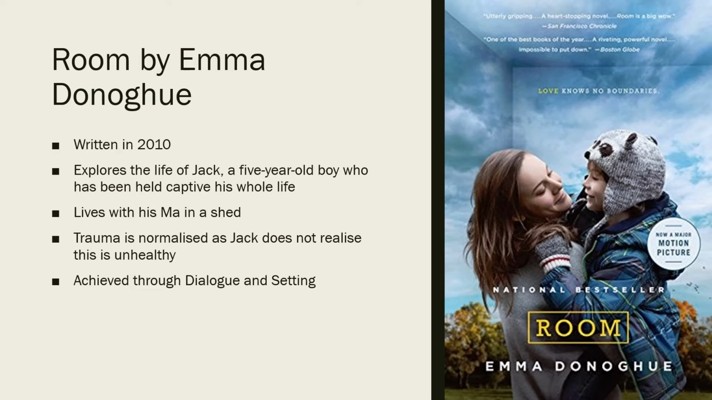In this novel, told through Jack's point of view, we see that the life he and his ma live, while normal to him, is traumatic, unethical, and morally wrong. Through the use of dialogue and setting, Donoghue cleverly normalizes the everyday traumas of Jack's life and creates a storyline which is intriguing, fast-paced, and emotionally raw for readers.